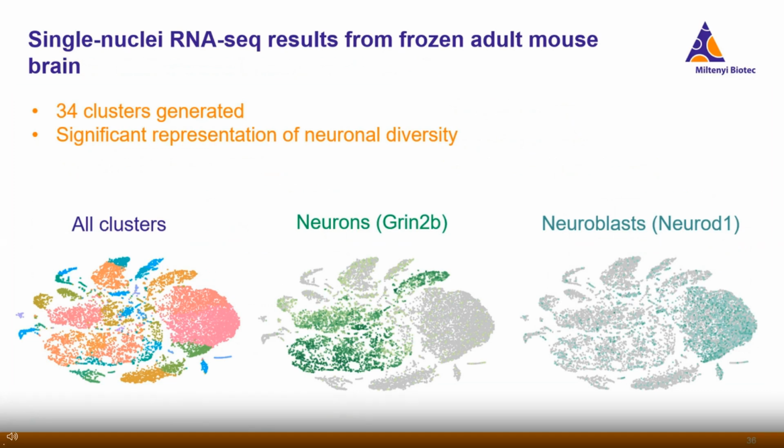When we analyzed the sorted nuclei suspensions from adult mouse brain, we saw considerable cellular diversity, detecting 34 clusters in all, as shown by the graph on the left. The two graphs on the right show the cells expressing a marker for either neurons or for a neural cell precursor. This demonstrates that nuclei preps are able to detect a significant amount of neuronal diversity, whereas neuronal diversity was limited when we used a cell prep.